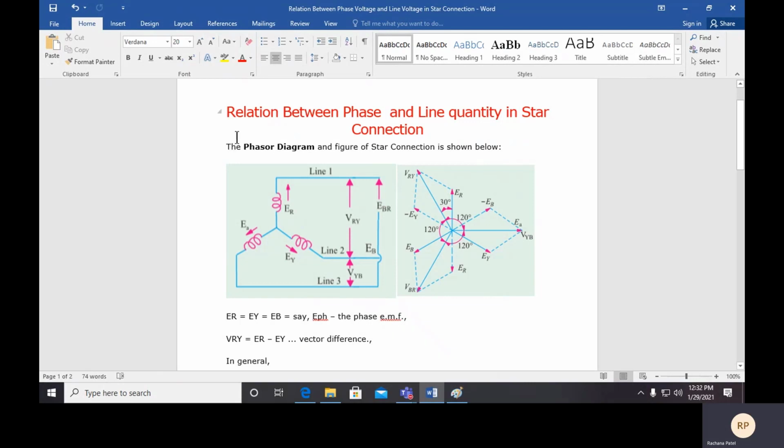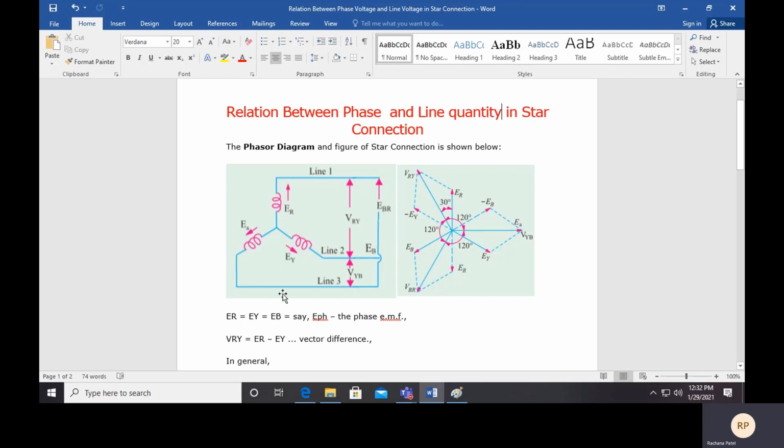Now today we will see the relation between phase and line quantity in star connection. Phase and line, these are the two different quantities required to consider when we deal with either star connection or delta connection. Let me start to find the mathematical relationship between phase and line voltages, and then we will see the current relationship. For that, please consider this diagram.